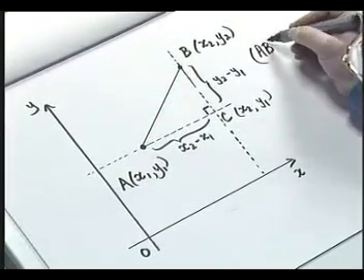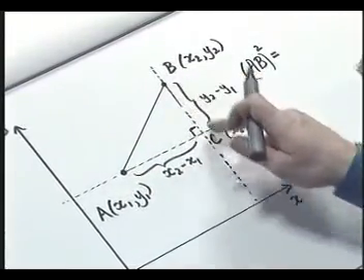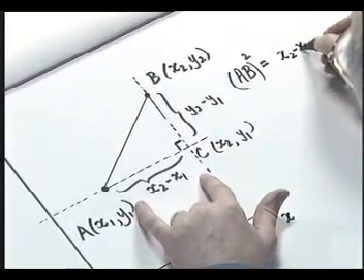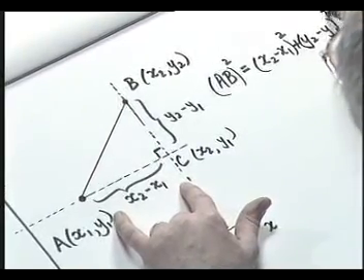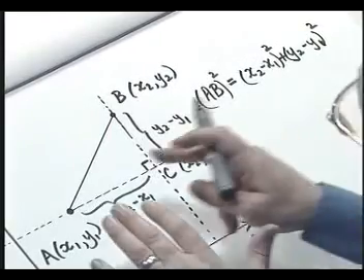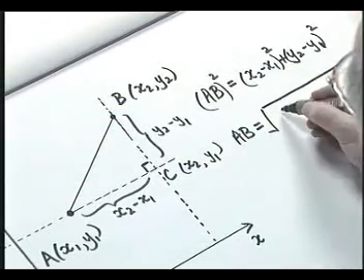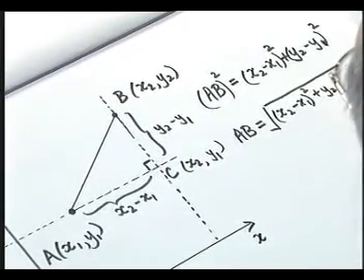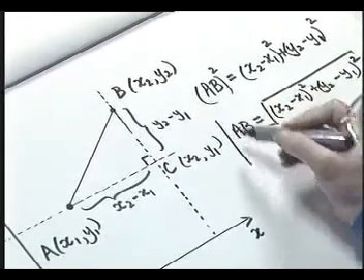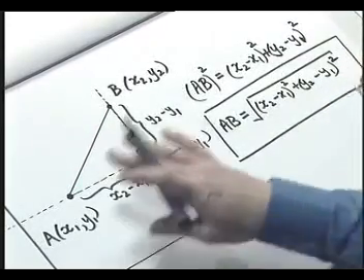So Pythagoras' theorem will say that AB squared, the square of the hypotenuse, is the sum of the squares of the other 2 sides. That's x2 minus x1 all squared, plus y2 minus y1 all squared. And then if we want AB, all we have to do is square root both sides. So AB will be the square root of x2 minus x1 all squared, plus y2 minus y1 all squared. And that is the general formula that we can always use to calculate the distance between two arbitrary points in the plane. Let's look at a specific example.